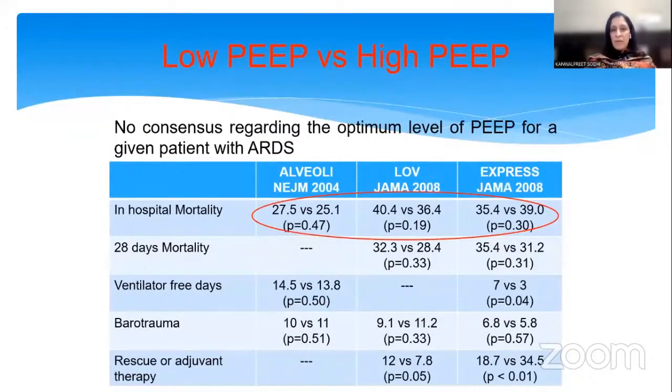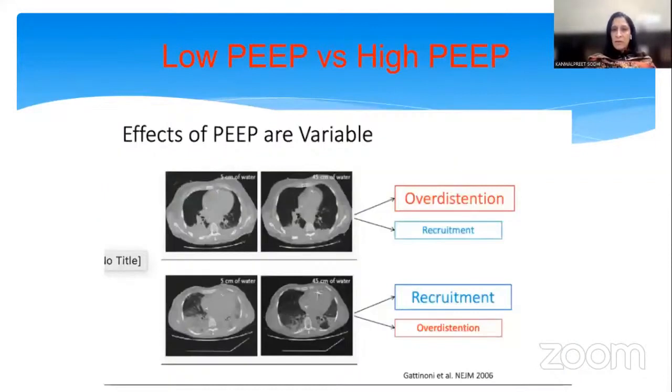So, low PEEP versus high PEEP: no consensus, because none of the studies have shown consistent effects. So we do not say that we use a higher PEEP or a lower PEEP. Because the effects of PEEP are actually variable, there can be overdistension at one point, or there can be appropriate recruitment of the lung at another point.